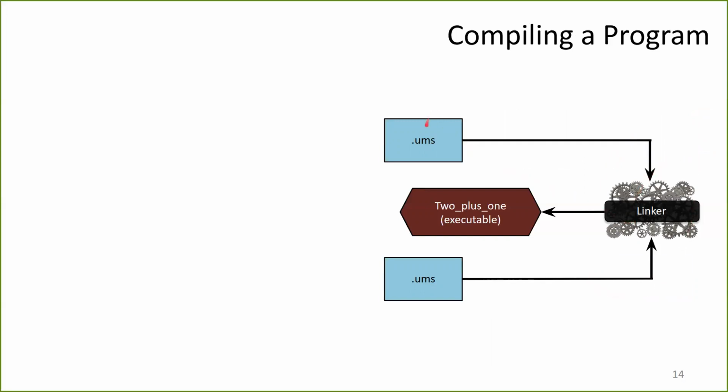So we can have multiple UMS files, pass them to our assembler, and it will both replace the macros with the correct instructions and link the files together into a single final executable. Our linker is called UMASM, Universal Machine Assembler, and it generates an executable.